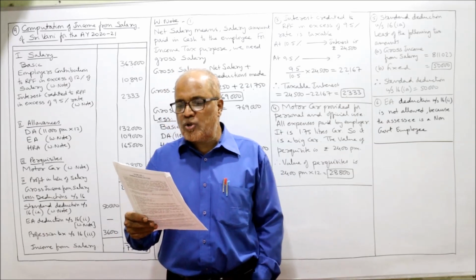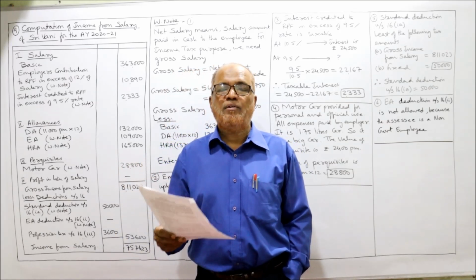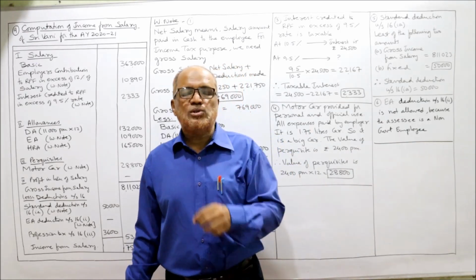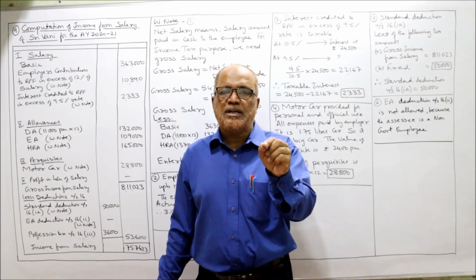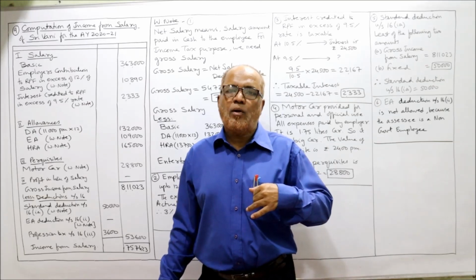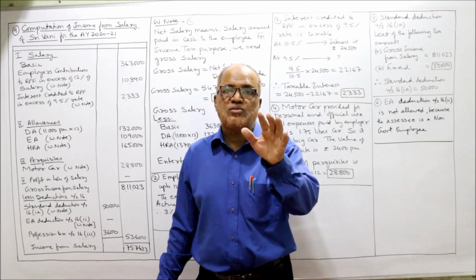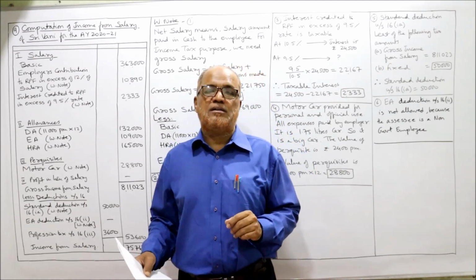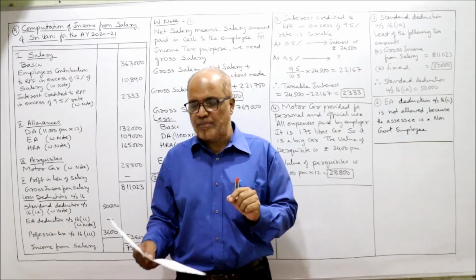Now employer's contribution to RPF is 15% of salary. Now remember one point, already previous so many problems we have done. According to income tax rules, employer's contribution to RPF is exempted up to 12% of salary. If the employer contributes more than 12%, the excess will be taxable. Here the employer is contributing 15%. The excess is 3%. So 3% will be taxable.